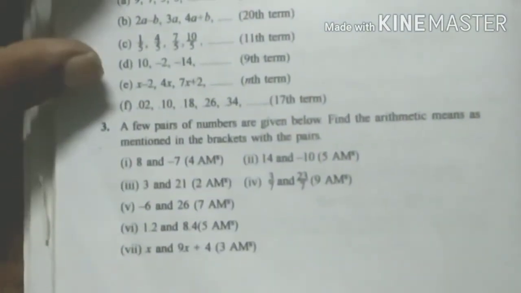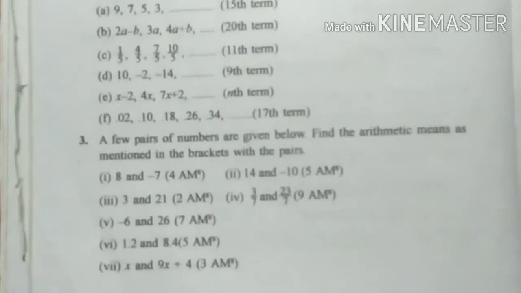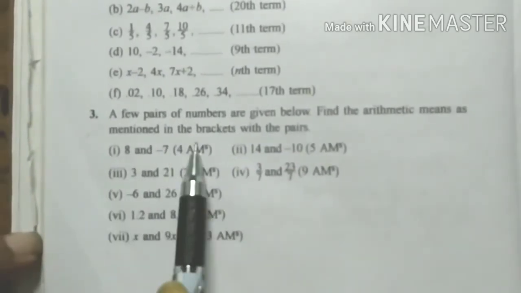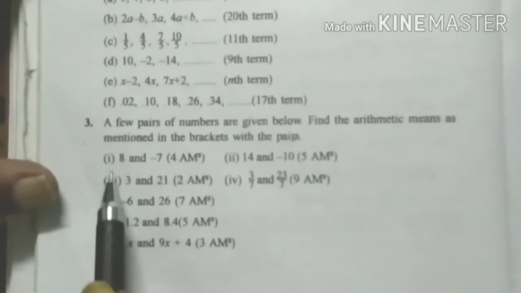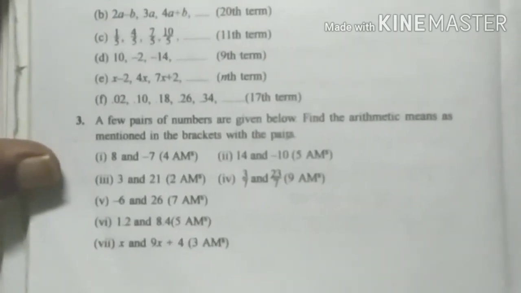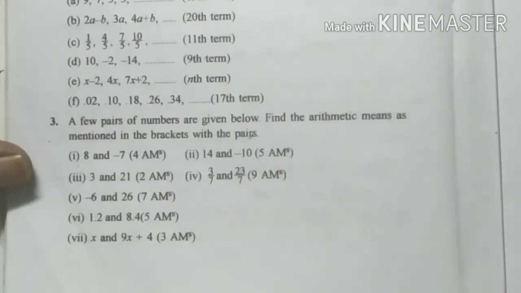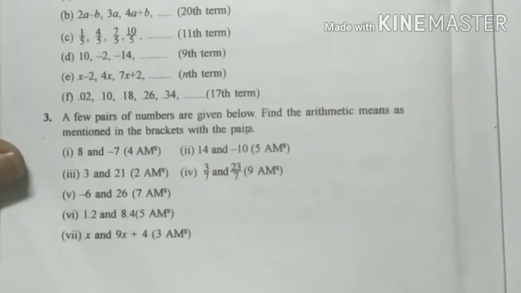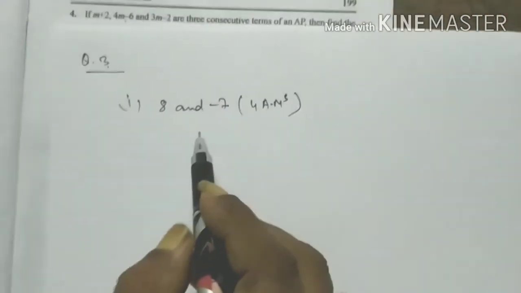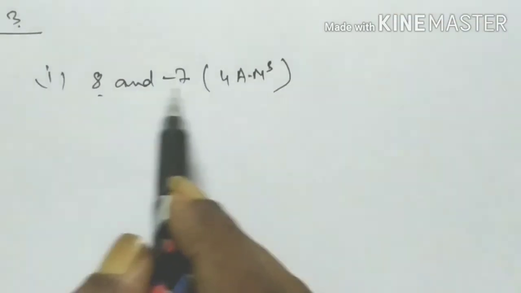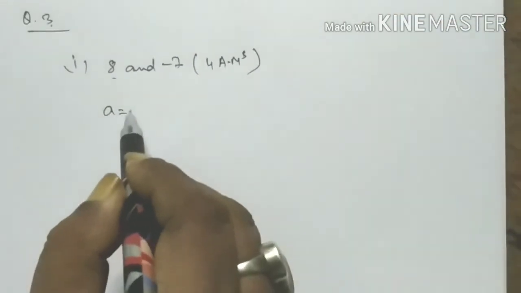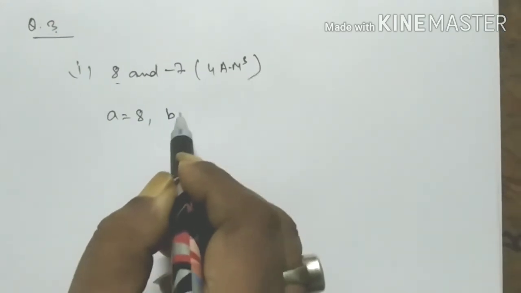It is given that a few pairs of numbers are given below. Find the arithmetic means as mentioned in the bracket with the pairs. The first one I am doing for you: that is 8 and minus 7, 4 arithmetic means. That means you have to insert 4 arithmetic means between 8 and minus 7. Your A is 8 and your B is equal to minus 7. Now I am going to apply the formula, which I have already told you.